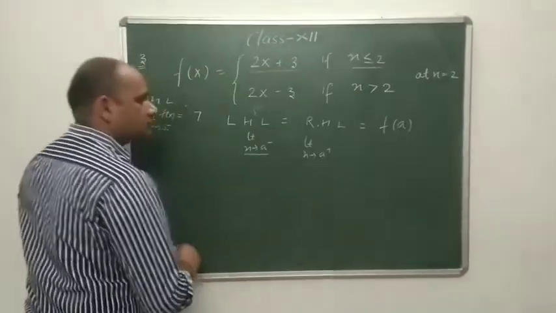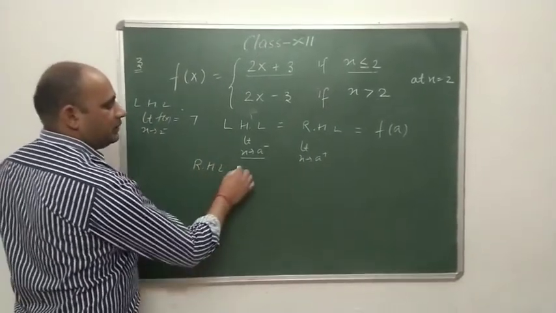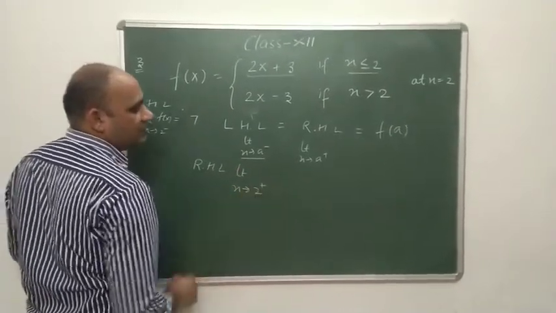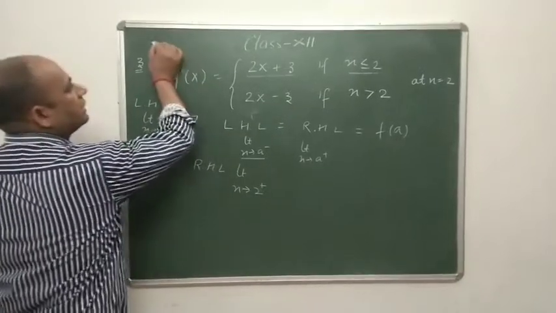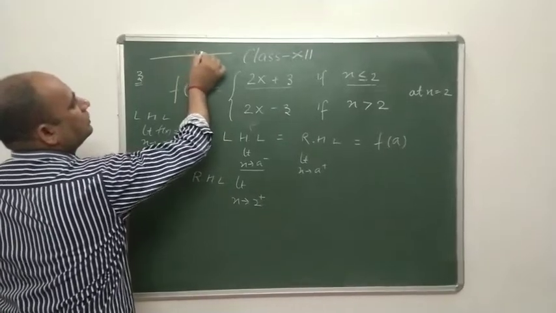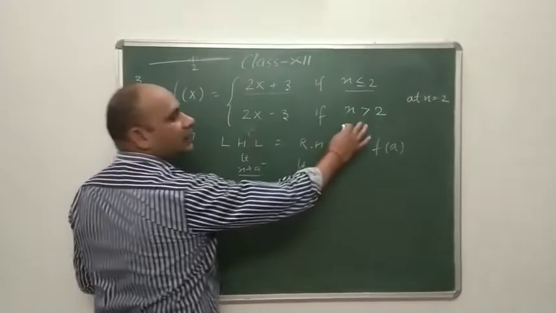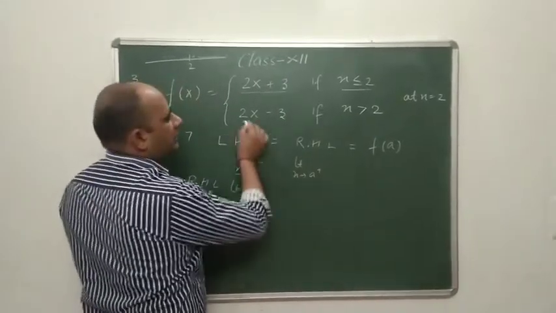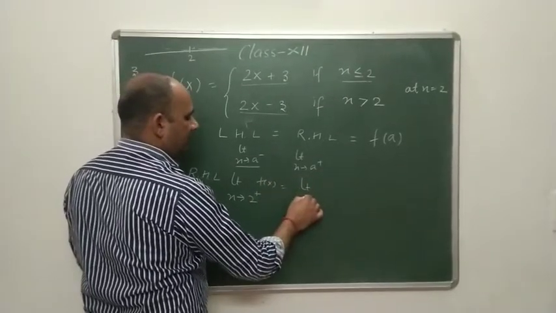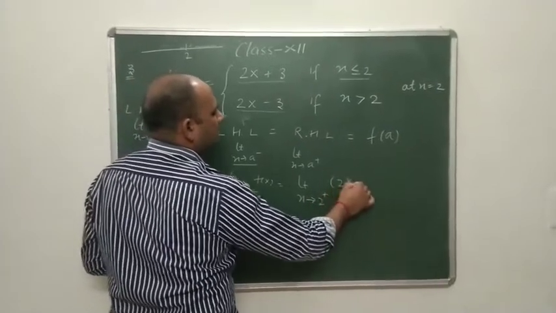Now right hand limit. Limit x tends to 2 plus. Right means 2 plus. So 2 less meaning left, or 2 more meaning right. Right hand limit is 2 plus, greater than 2. If x is greater than 2, then we have limit x tends to 2 plus of 2x minus 3.